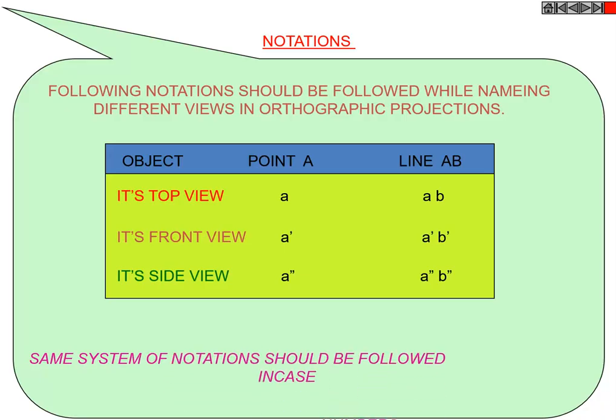So if you want to give the notations with respect to a point, its top view will be a small letter a. If it is the front view, it is a dash. If it is the side view, it is a double dash. If you take a line, its top view will be ab, its front view is a dash b dash, and its side view is a double dash b double dash. Like this, you are supposed to follow the notation.